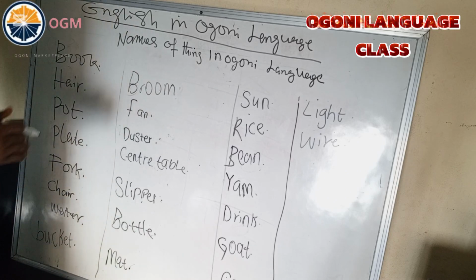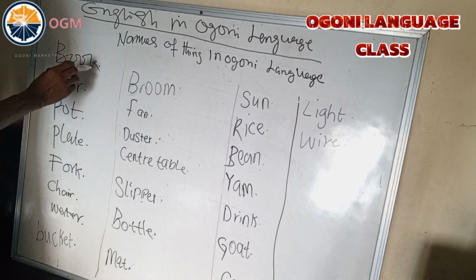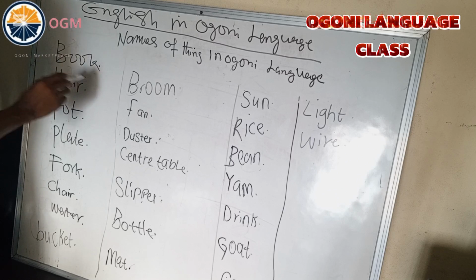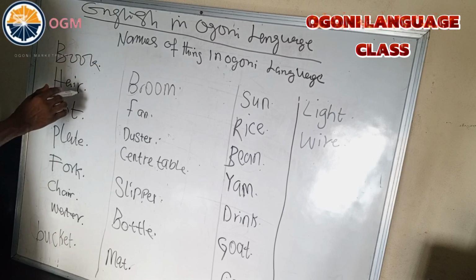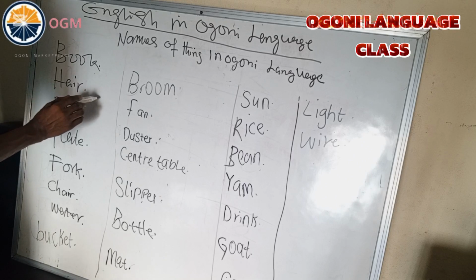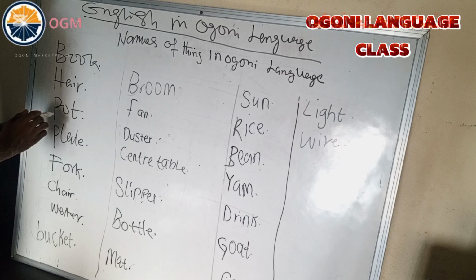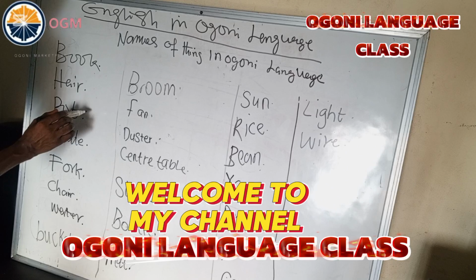The first thing on the board here we have book, which is ba. We have hair, which is called zia. We have here pot, which is called ban.